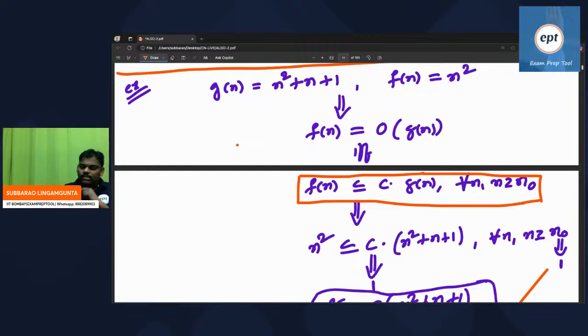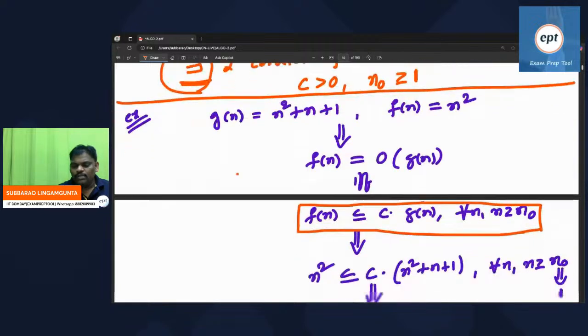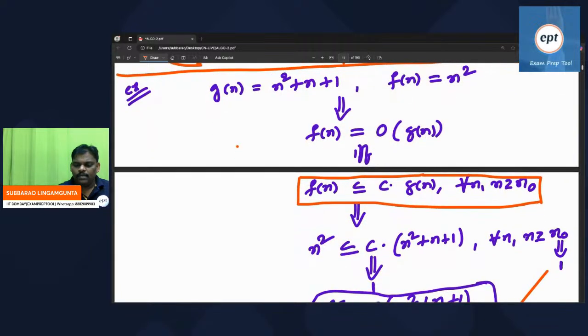Yeah, there may be. So Sunny, that is the reason. If you observe clearly, there exist two constants, C and n0, where this condition holds good. There exist; it is not for all. You can take anything. Nice question you are asking. There exist means there may be so many pairs.